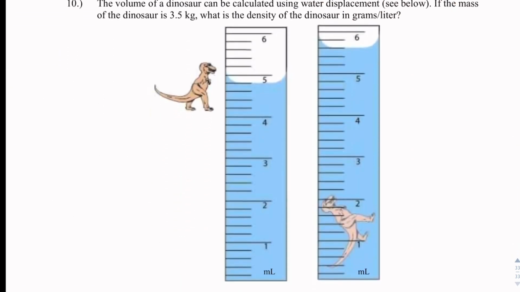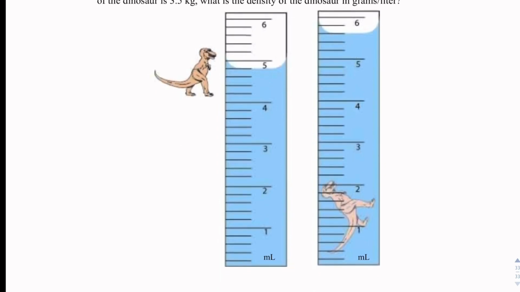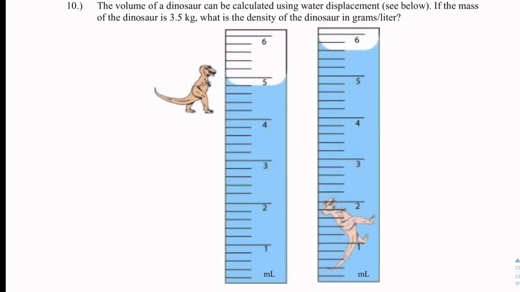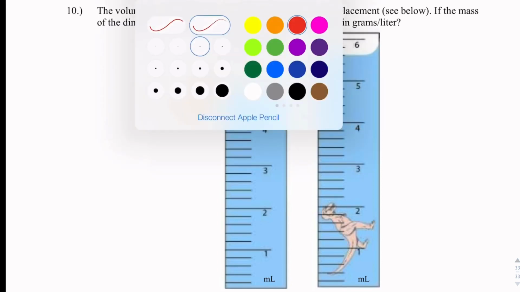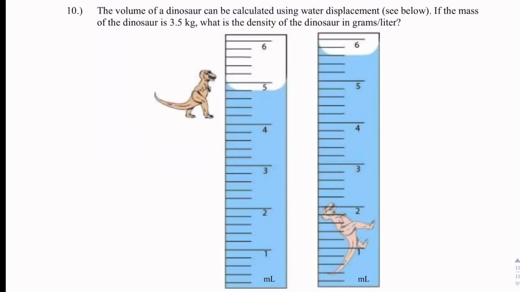Okay, I know this video has been kind of long. I just want to make sure you're good at density while you are filling in your notes, because it shouldn't be something that you have too much of a problem with, so long as you make sure you are asking questions and doing the practice. So here, this is a problem with displacement. The volume of a dinosaur can be calculated using water displacement. If the mass of the dinosaur is 3.5 kilograms, what is the density of the dinosaur in grams per liter?